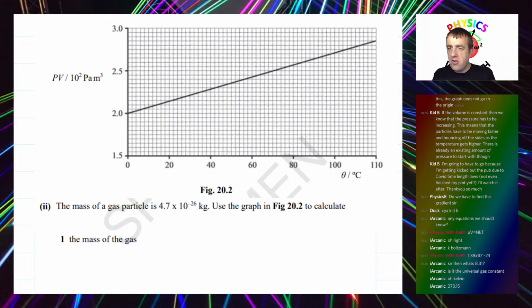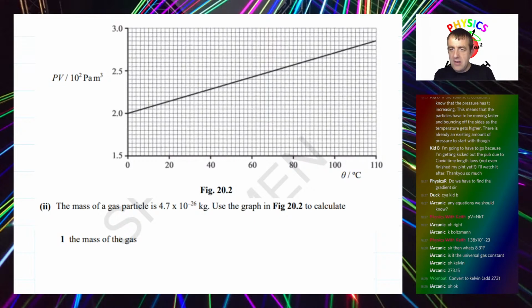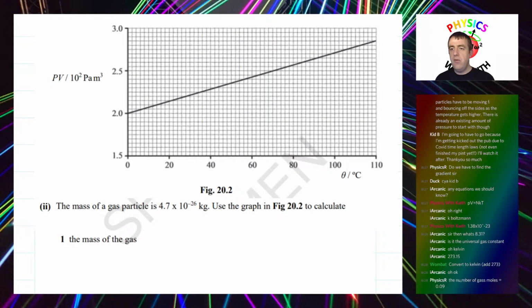Someone has just asked about a different constant that we use. Also, we will use 273 Kelvin rather than 273.15. We don't need to go to that sort of precision. Exactly, Wombat. This graph will pass through the origin only if your temperature is measured in Kelvin.